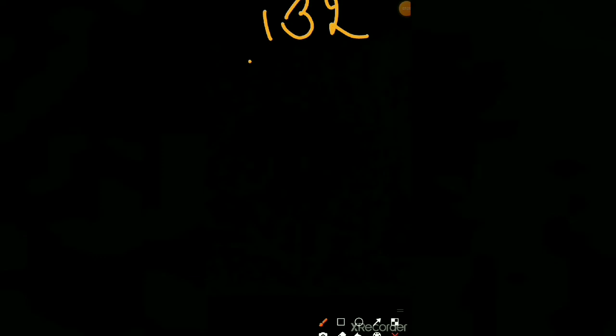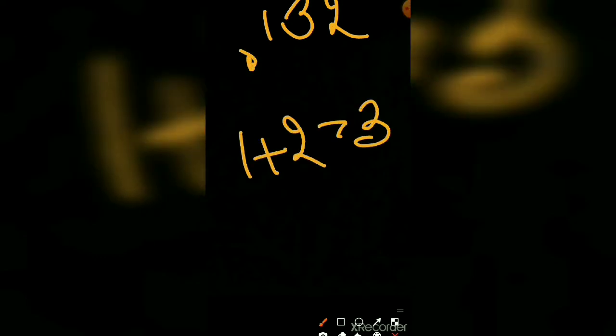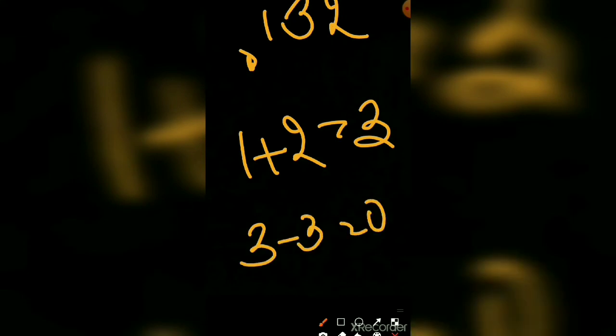Okay. Next, 132. So starting from the left side, 1 plus 2 is what? It's 3, and here 3 minus 3 is 0. So 132 is also divisible by 11. Okay. Now next, 12.